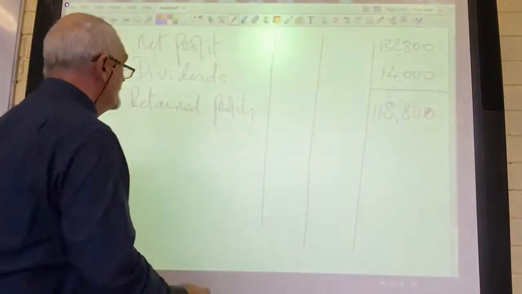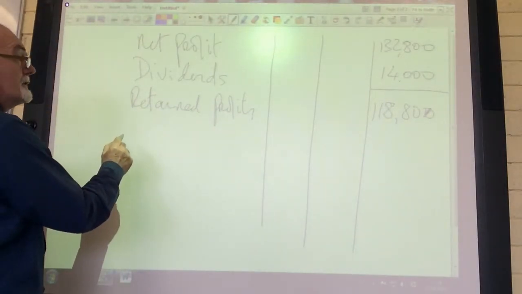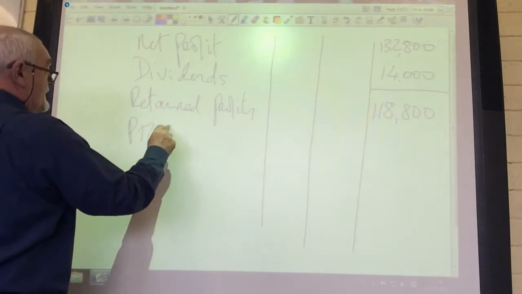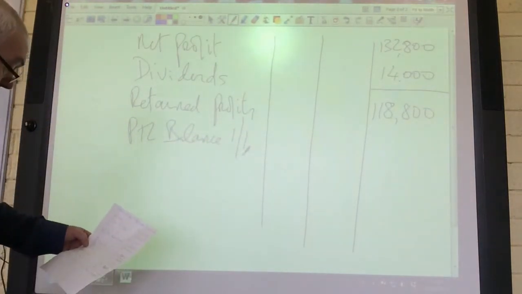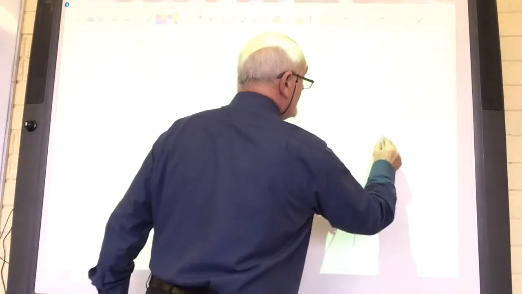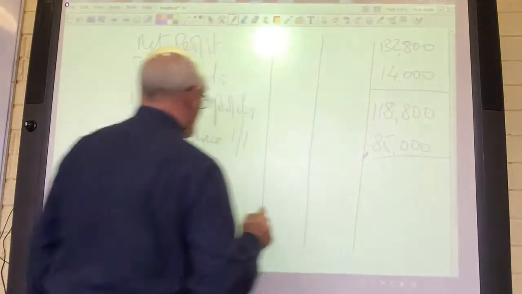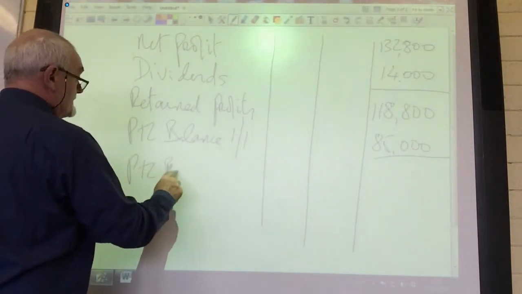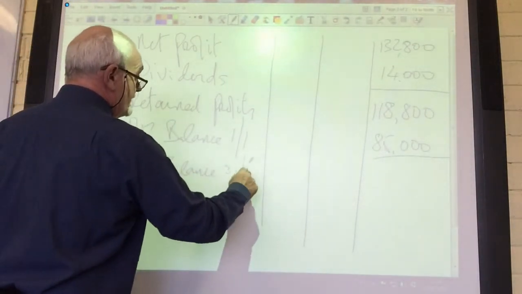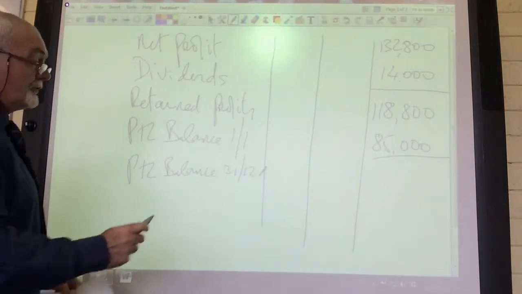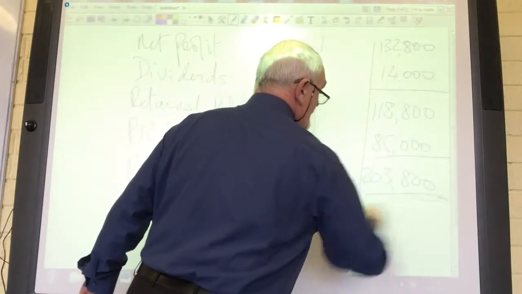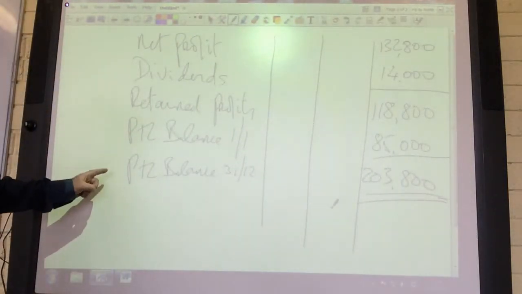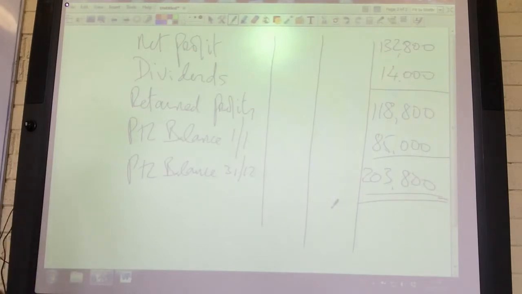118,800, to which we add the profit left over at the end of last year, which would be the P&L balance on the 1st of the 1st, that's the start of this year, 85,000. So that means that at the end of the year, the P&L balance on the 31st of the 12th is 203,800. So that's the balance of the trading and profit and loss account that we're going to bring down to the balance sheet.